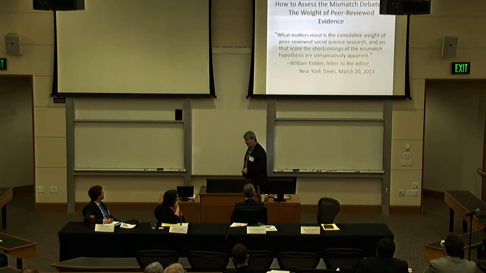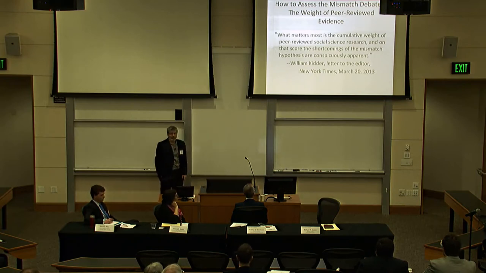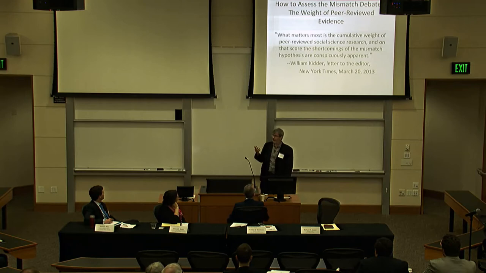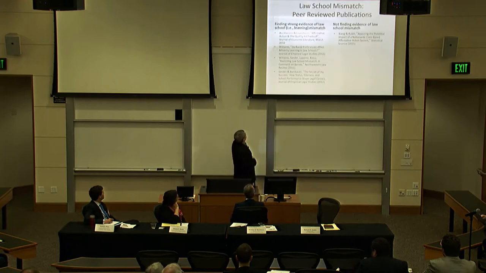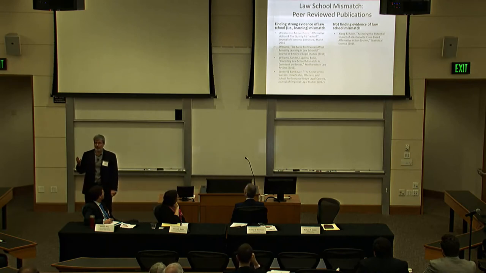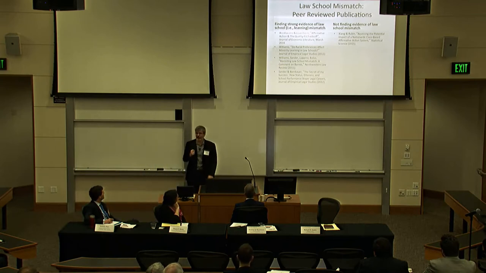So how do we look at these different mismatch debates? It's often said, remarkably often, that the overwhelming weight of evidence is against mismatch. But if you look at specific debates, that really isn't true. So law school mismatch, for example, there have been dozens of articles written critiquing law school mismatch, but very few peer-reviewed articles. I think we could say there are five or six now.